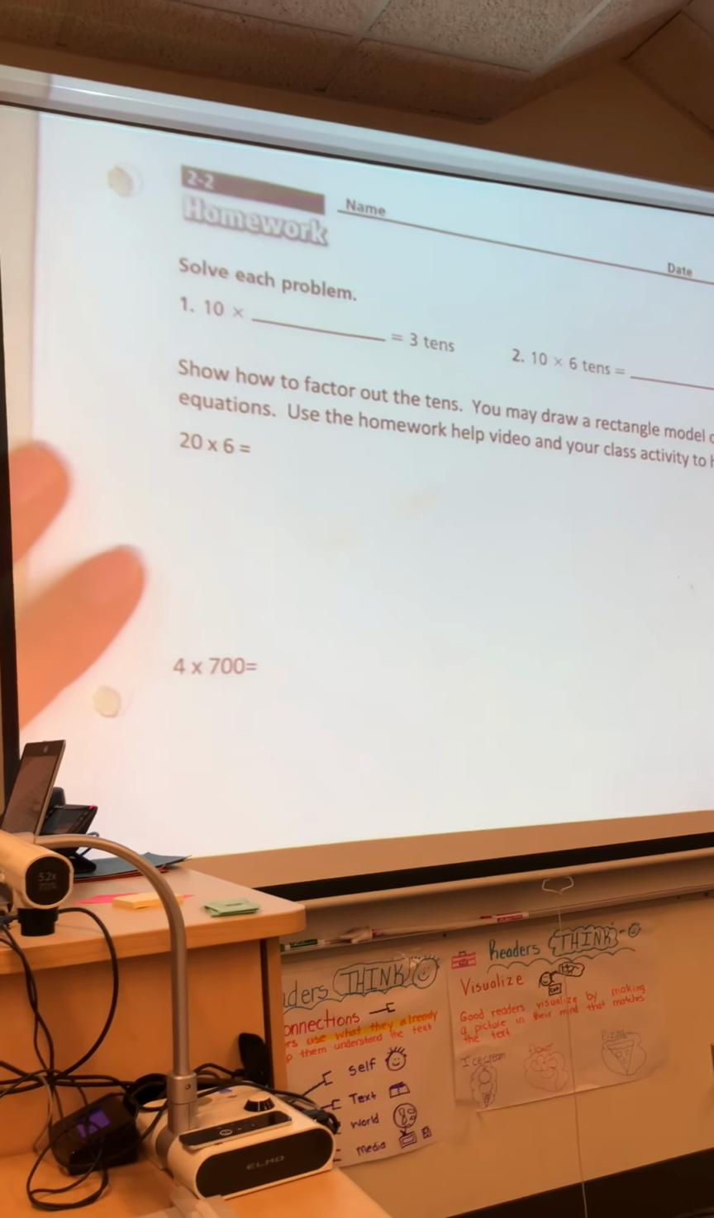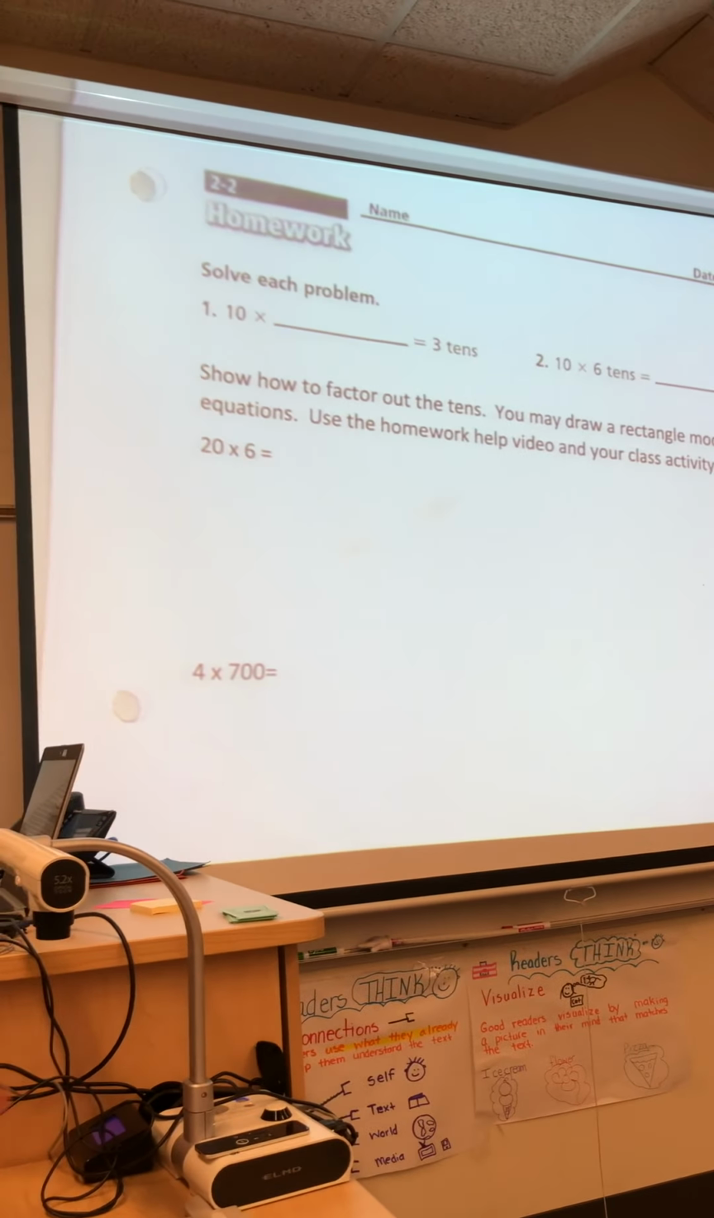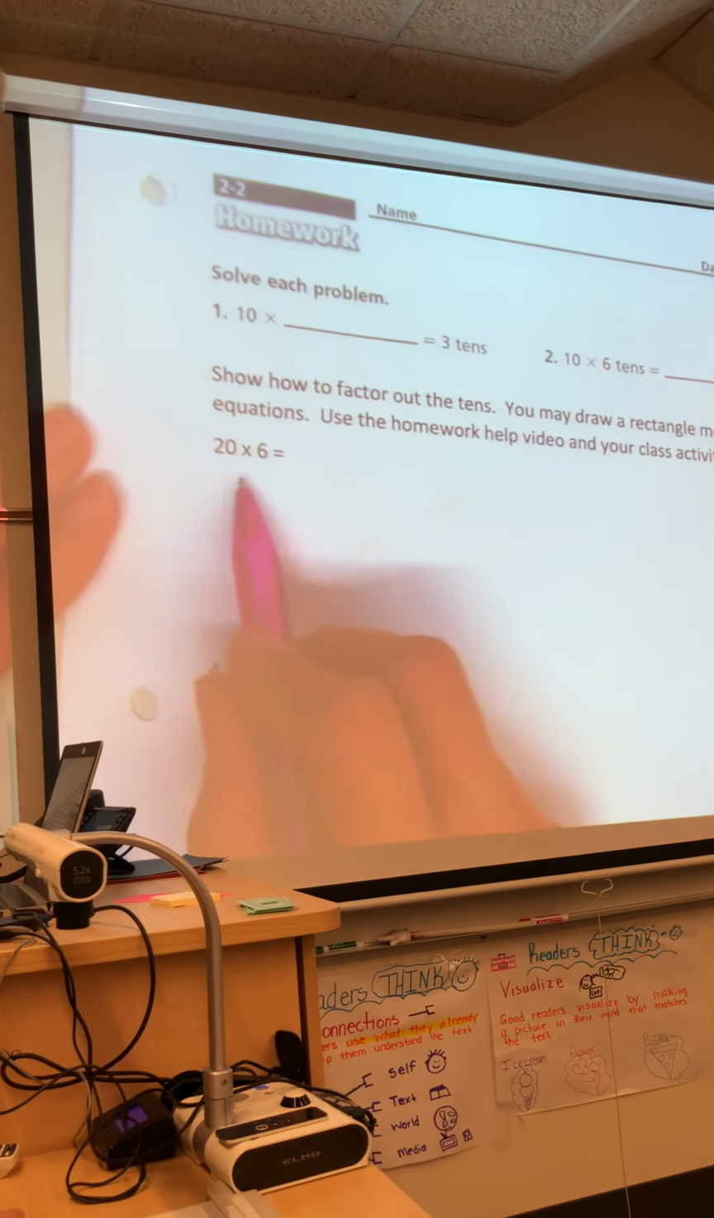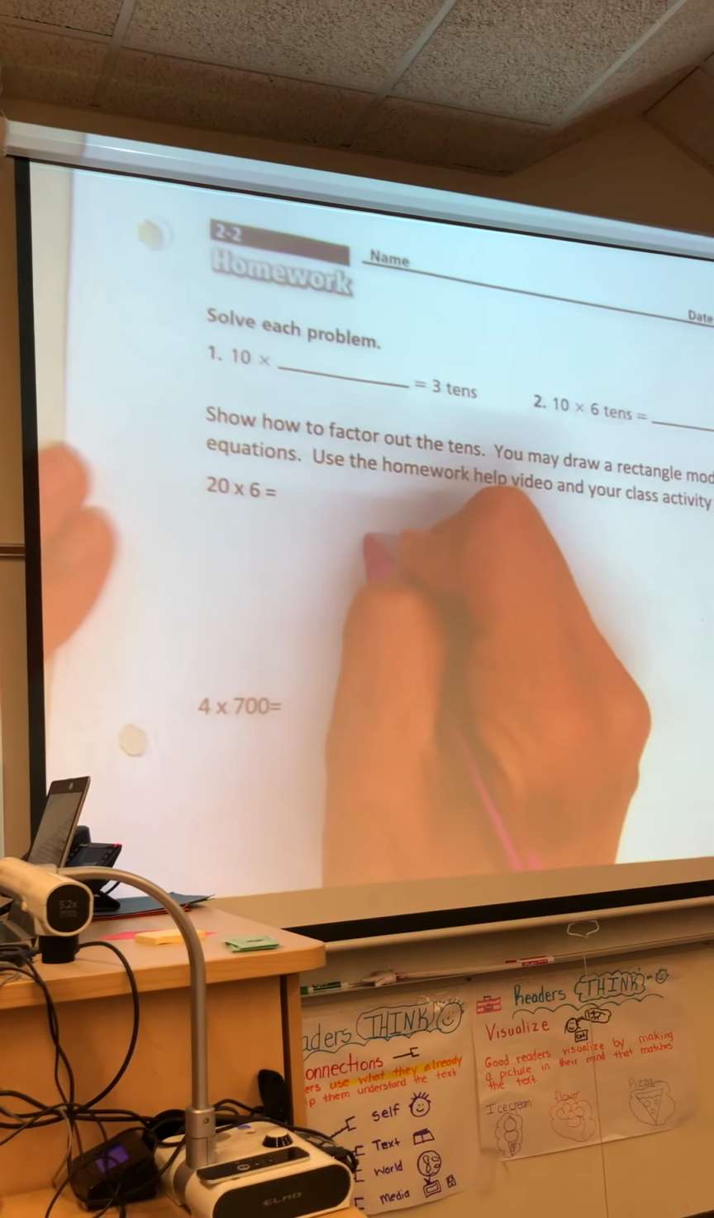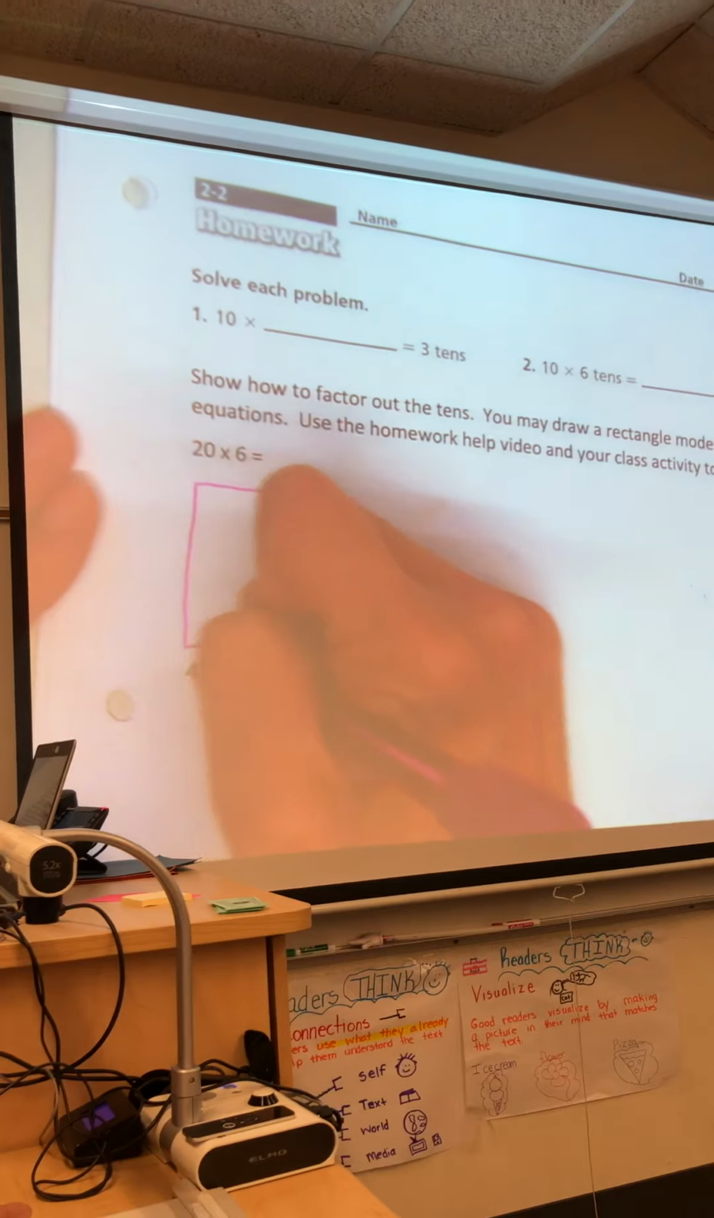Because I don't know which one you're going to choose at home. So if I were to choose the rectangle model, and I have 20 times 6, I would start by drawing my rectangle.